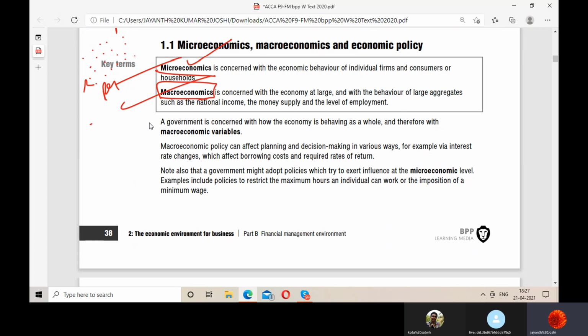So a government is concerned with how the economy is behaving as a whole, and therefore with macroeconomic variables. What do you mean by variables? Certain things are of variable nature. That means they are not stable. Certain things like GDP. GDP is not fixed. China has fixed its GDP to double figures for 30 years, but India can't do that. You know, we are a failed democracy.